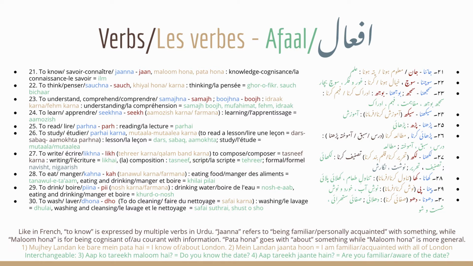If you can see the nuance here, मुझे लंदन के बारे में पता है, I know that London exists, and मैं लंदन जानता हूँ, that means I know all of London, everything about London, all the roads and all the ways of London. Then 3 and 4 are interchangeable because you can be both familiar with and know a fact or information, so that's why they are interchangeable. आपको तारीख मालूम है, do you know the date? And आप तारीख जानते हैं, are you familiar, or more like, are you aware of the date?